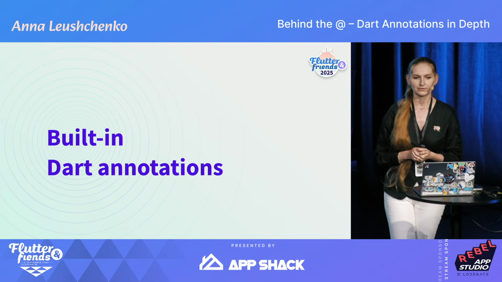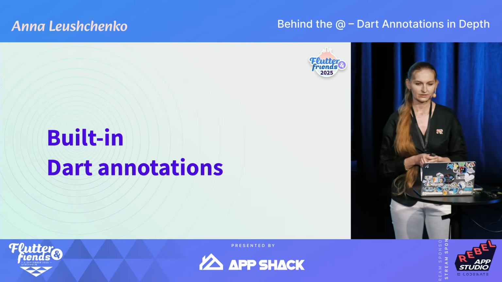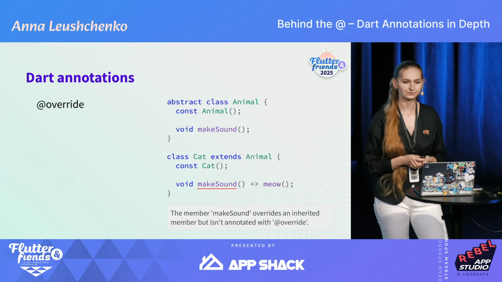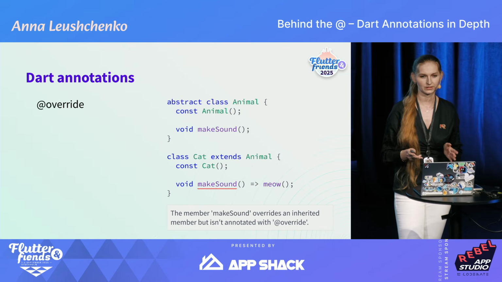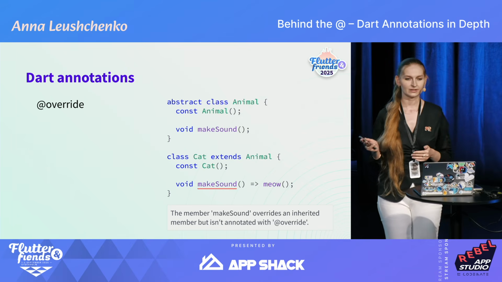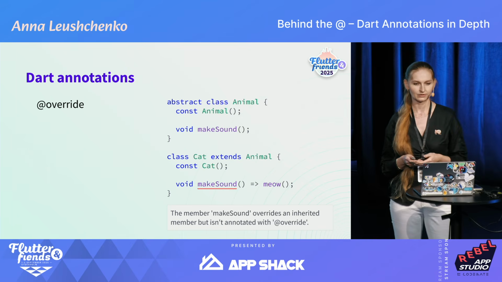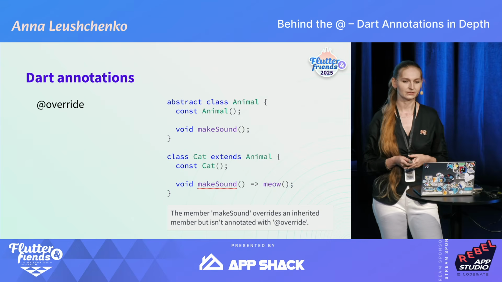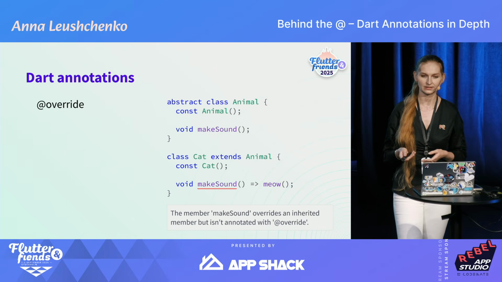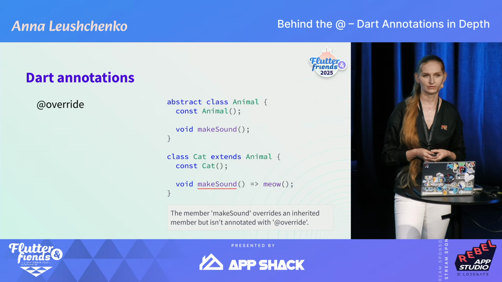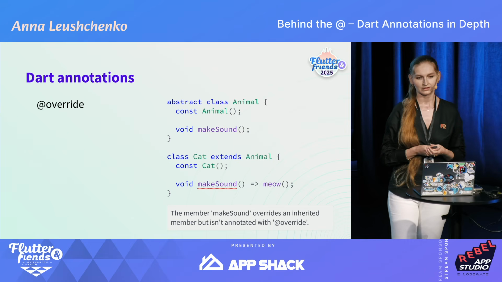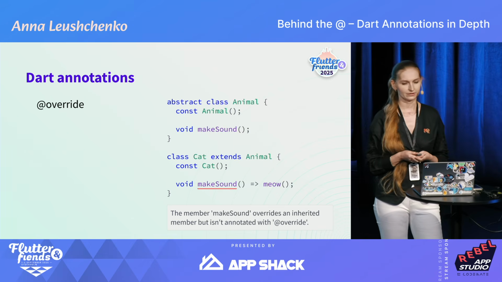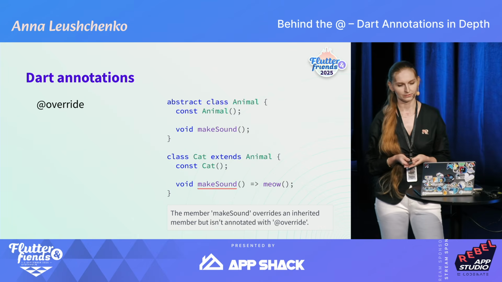So let's start by reviewing what built-in annotations are available out of the box, which you can leverage in your code base. I'll start with the most basic one, override. Here we have a classic object-oriented example with an animal abstract class and a method called makeSound. And we have a child class cat that provides an implementation of the makeSound method. This code generates a warning because the member makeSound overrides an inherited member which isn't annotated with override.